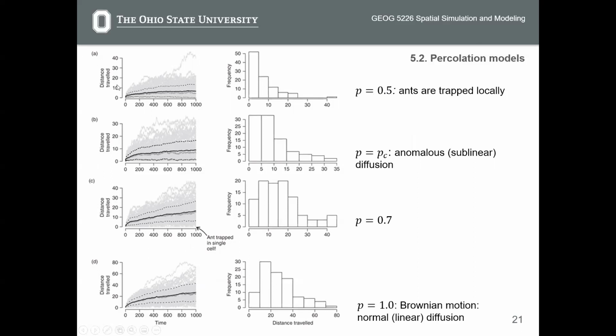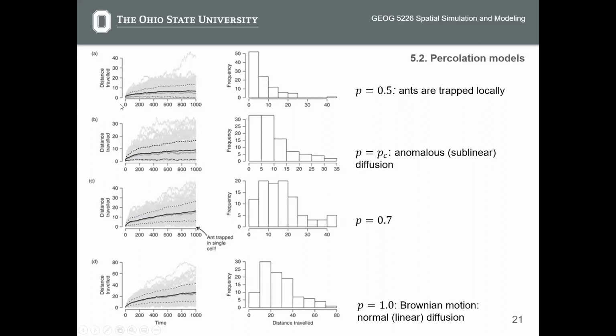Horizontal is for time, vertical is for distance. The meanings of the dashed lines, solid black line, and dark gray lines: they are +1 standard deviation and -1 standard deviation. Black is for the mean. The dark gray one is for the median, and the rest of the gray curves are for multiple simulations of ants.